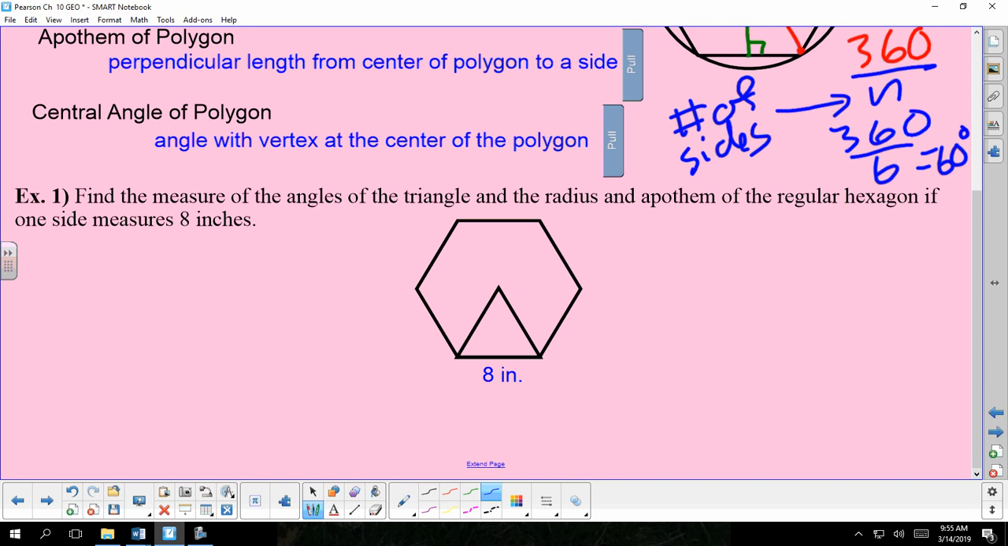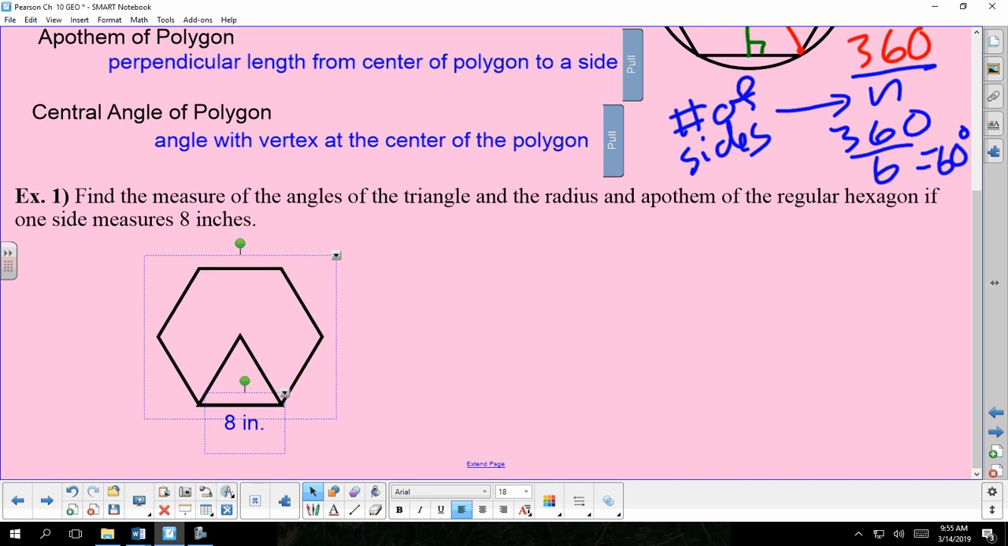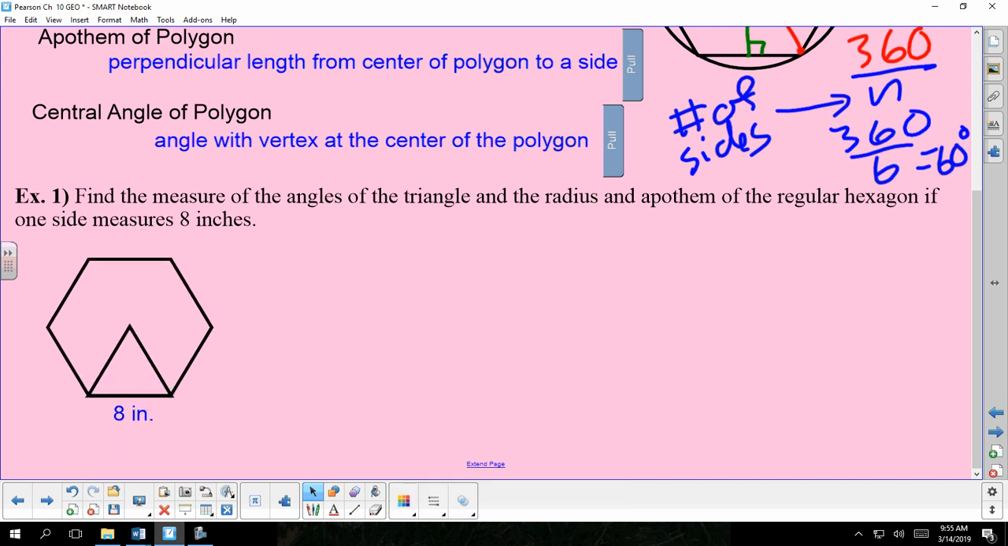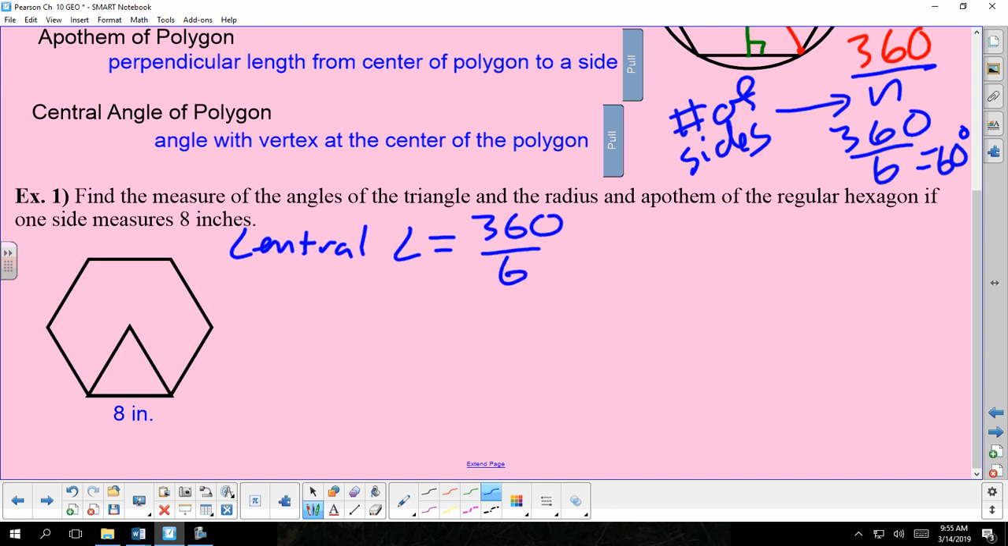I'm going to take this guy, move it over here. So I'm going to have some space to work. All right, so first thing I want to do, we did this up here. I want to find the central angle. So the central angle, 360 divided by 6, 60 degrees. Right. So this right here, 60 degrees.